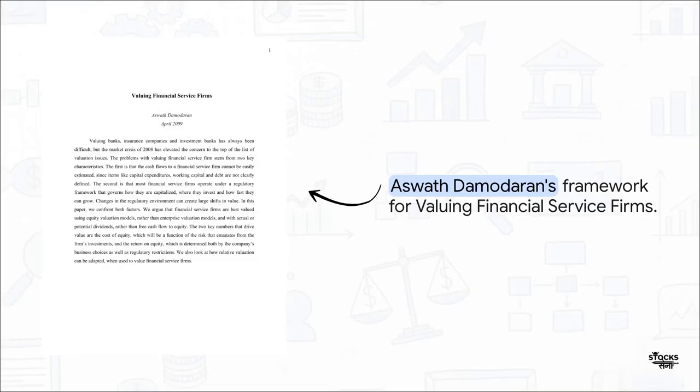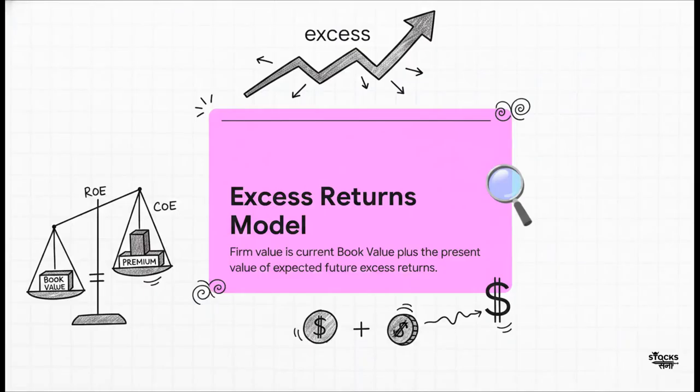Because tracking reinvestment is pretty much impossible for a bank, valuation heavyweights like Damodaran tell us we need a completely different approach. We have to scrap the free cash flow model entirely and look directly at equity. Enter the excess returns model. Instead of cash flows, we judge a bank strictly on its ability to generate returns above its cost of equity on its existing book value. Essentially, the value of a bank is its current book value, plus the present value of any excess returns it'll make in the future. If a bank's return on equity is exactly equal to its cost of equity, it's only worth its book value. Simple as that. Anything extra is where the premium comes from.